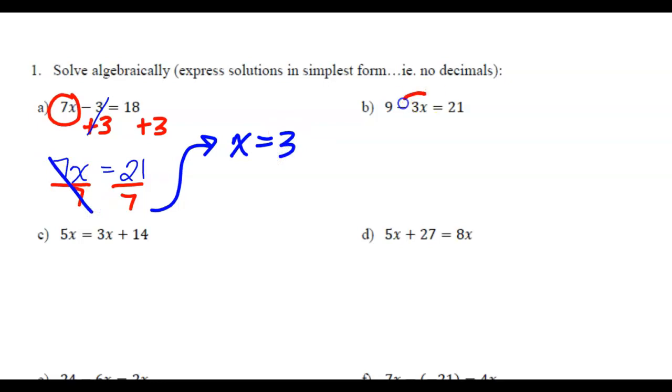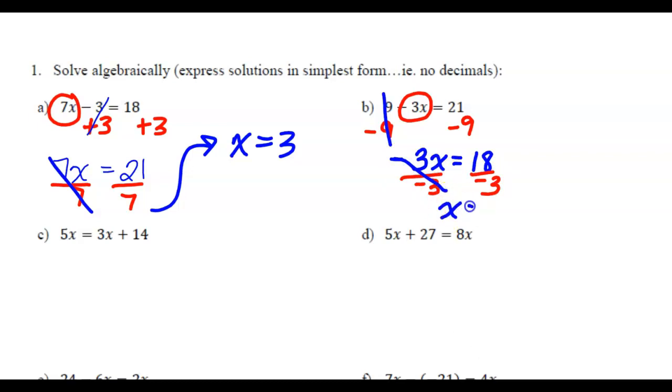Next one, circle the term with x in it. Notice how it's a negative, so I'm going to keep that. I'm going to then get rid of the 9. So if it just says 9, the opposite is subtracting 9 from both sides. So I'm left with negative 3x. And then 21 minus 9 is 18. Divide by negative 3. Those divide out, so I've got x equals negative 6.